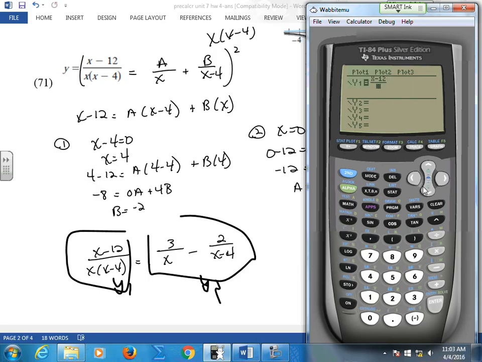I'll just put in x times. I'll do just the way it's written. Put that in one, and then in the second one, put this in. Put in the other side of it. 3 over x.